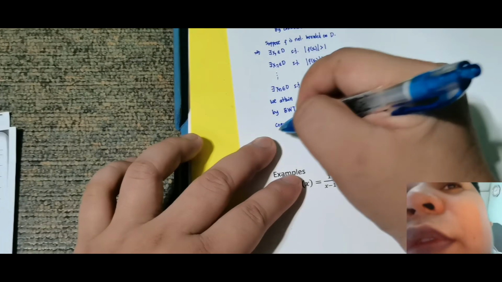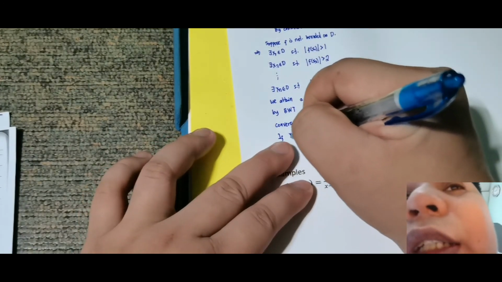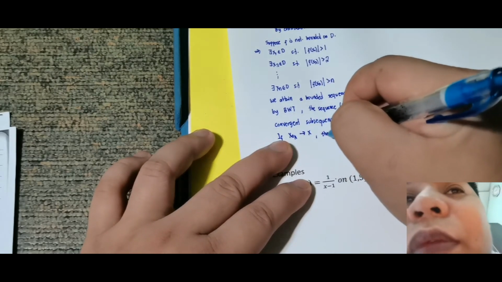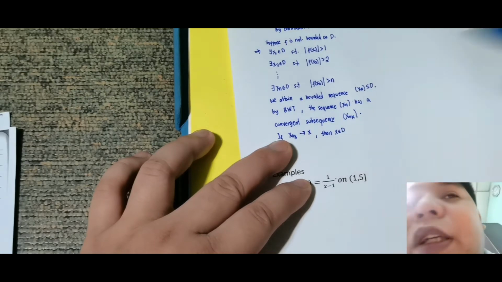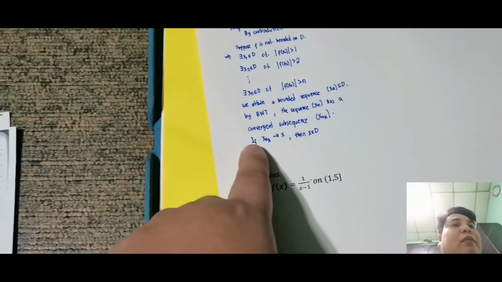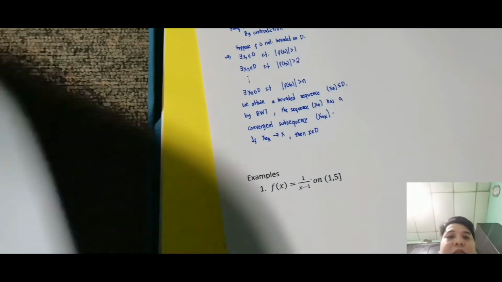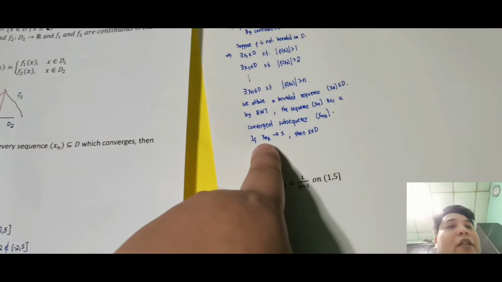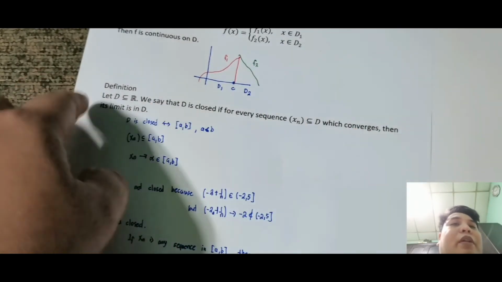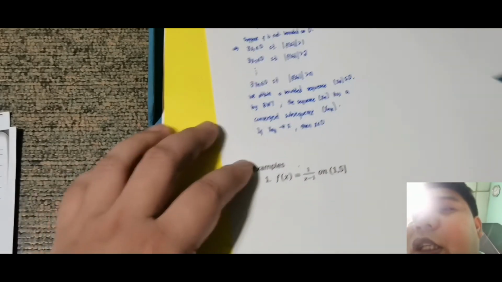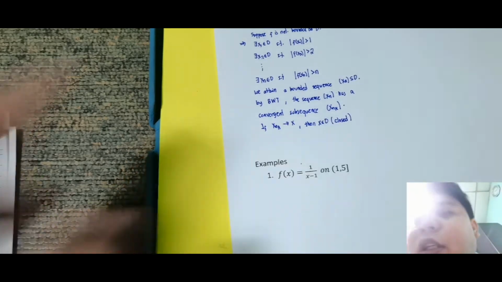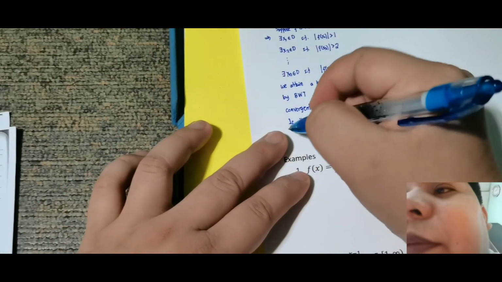Kung ganun yung nangyari, ngayon if yung x sub n sub k approaches to x, then alam natin x is an element of D. Okay, so ano ibig sabihin? By definition na isa kanina, x sub n sub k approaches to x, tapos x element of D, where the limit is element of D. Therefore, D is closed. Okay, since D is closed, ano masabi nyo?